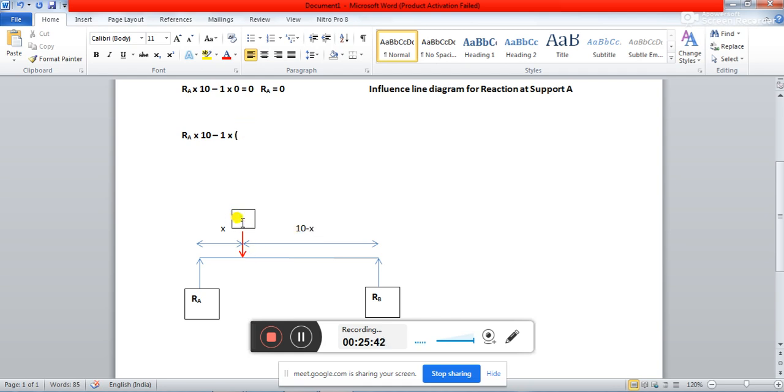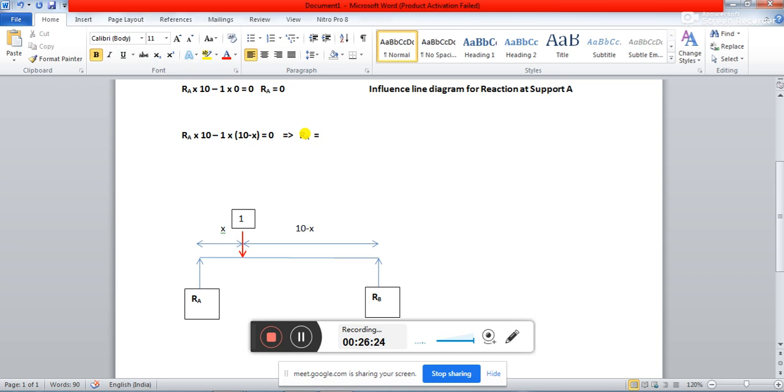So basically this one load is going to create a moment about B, where the lever arm for this moment will be 10 minus x, equal to 0. Now from this, what will be my value of RA? RA will be equal to how much? 10 minus x by 10.